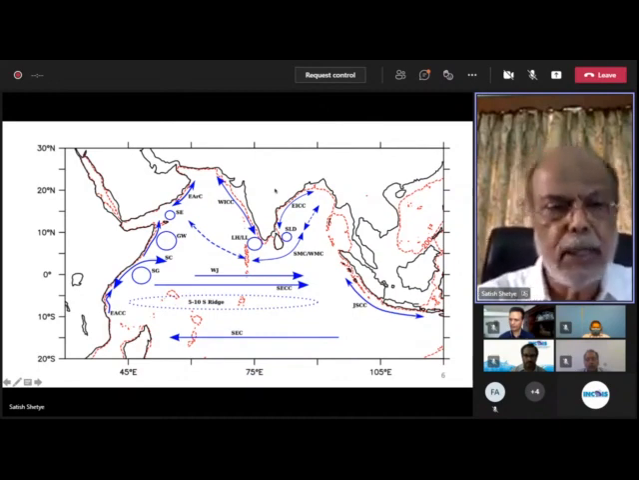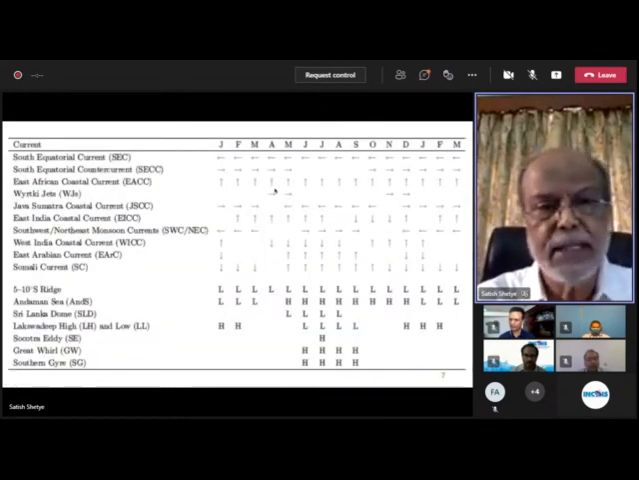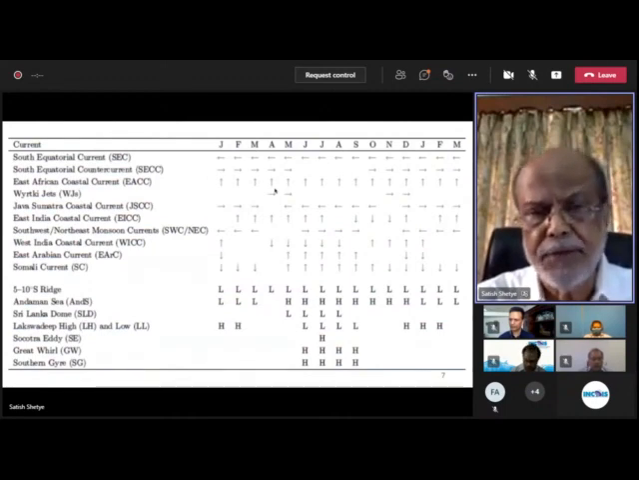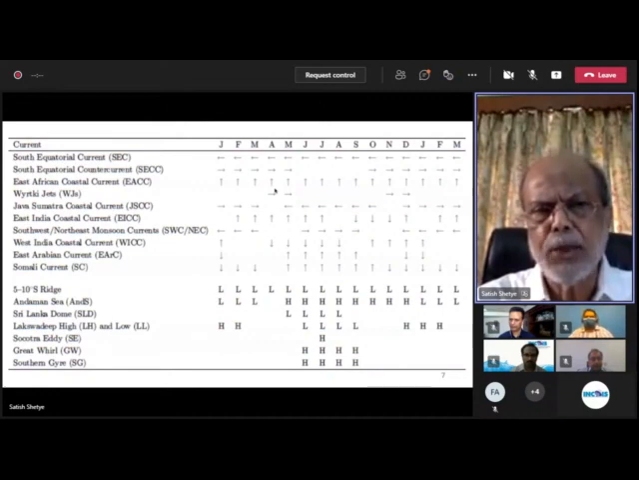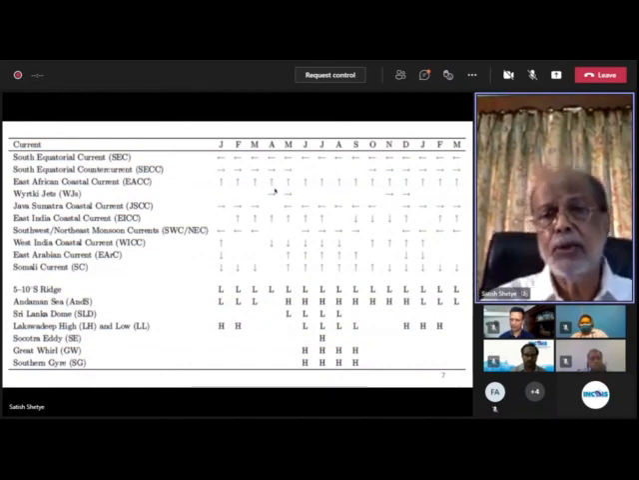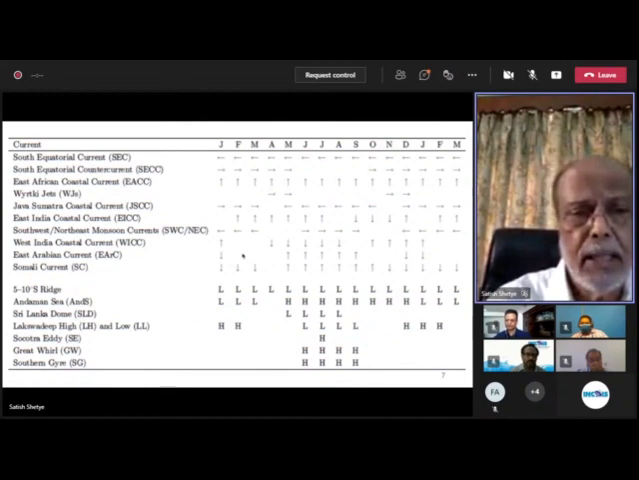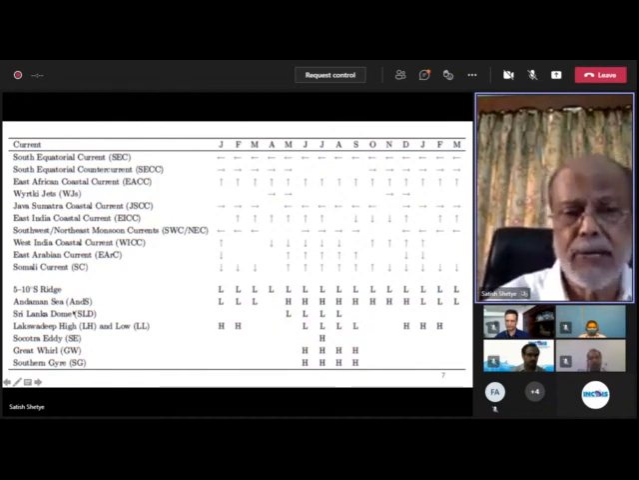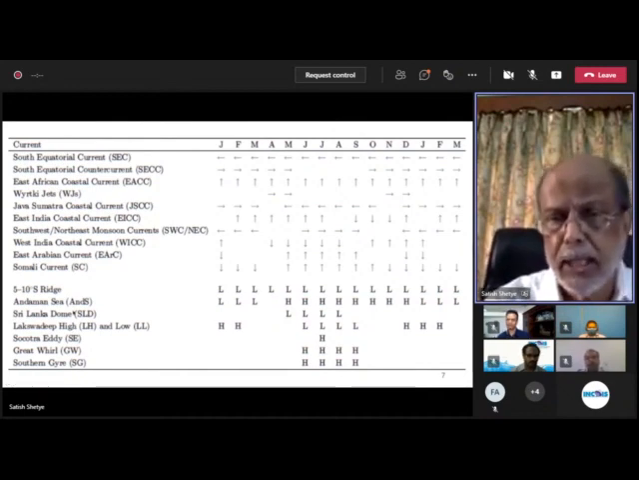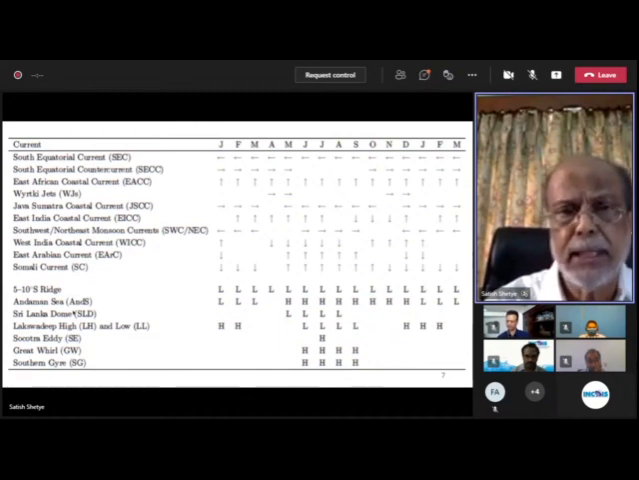Listed on the left-hand side are the major currents of the North Indian Ocean. And by North Indian Ocean, I mean the Indian Ocean, maybe to the north of about 10 degrees south. This is where you see a very distinct annual cycle. Listed here are the currents, and listed to the south of it are the highs and lows that form in the region that I mentioned earlier.